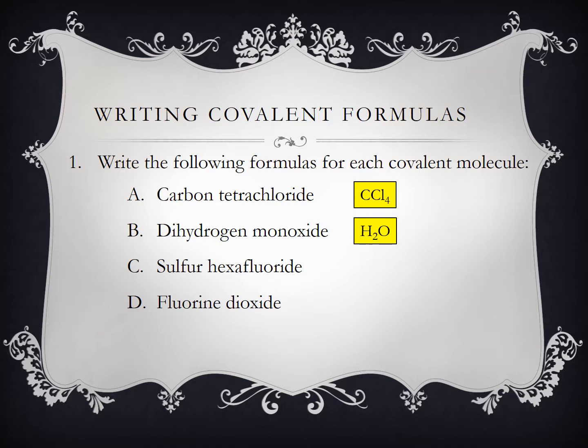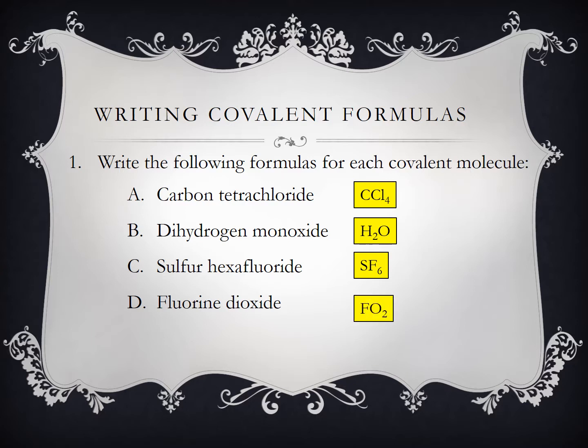Sulfur hexafluoride. That's the stuff that makes your voice turn deeper, unlike helium, which makes it squeakier, lighter. So sulfur is 1, hexa is 6, so it's SF6. And fluorine dioxide, 1 fluorine, 2 oxygen, so it's FO2.